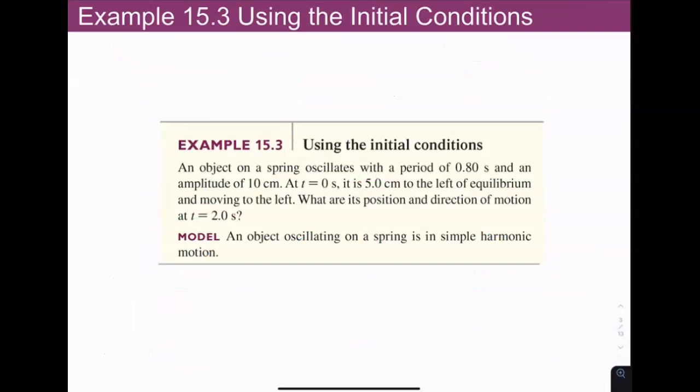In this example, we will study using the initial conditions. An object on a spring oscillates with a period of 0.80 seconds and an amplitude of 10 centimeters. At t equals 0 seconds, it is 5 centimeters to the left of equilibrium and moving to the left. What are its position and direction of motion at a later time, t equal 2 seconds? We'll model this motion with an object oscillating on the spring, and it's in simple harmonic motion.